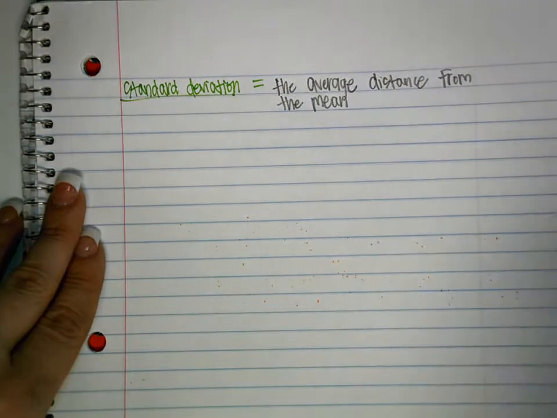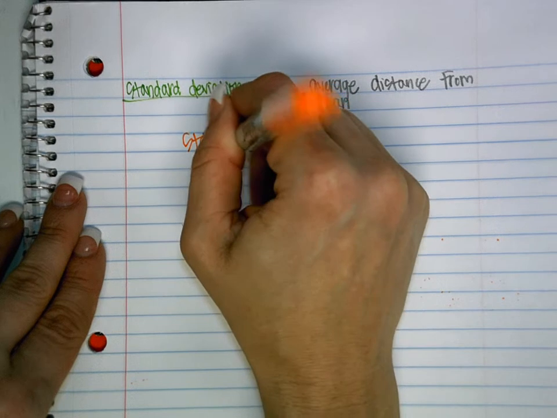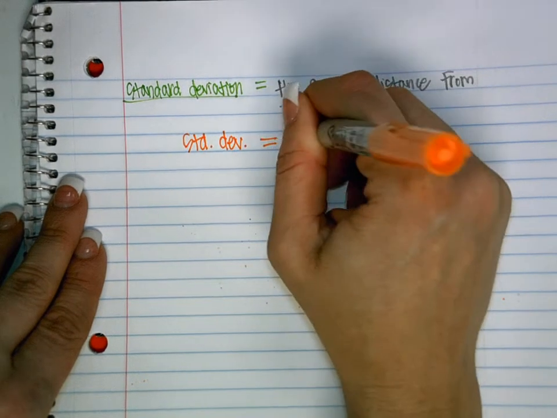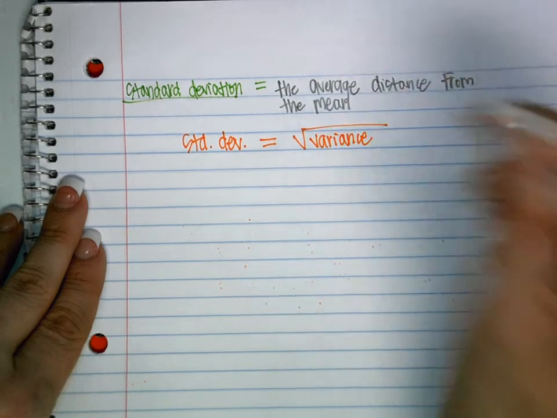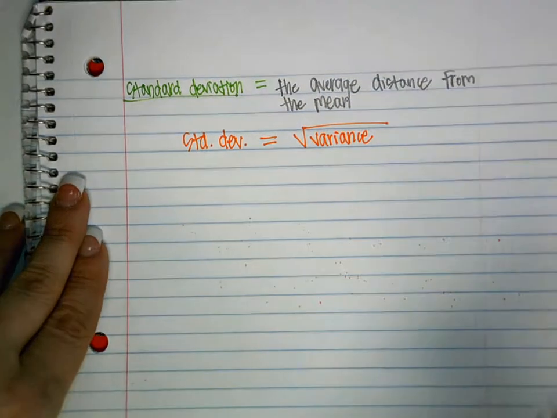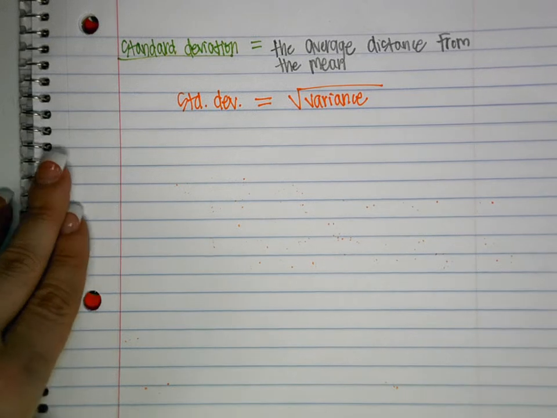Okay, the formula to find standard deviation is equal to the square root of the variance. You need to memorize that. Standard deviation is equal to the square root of the variance.